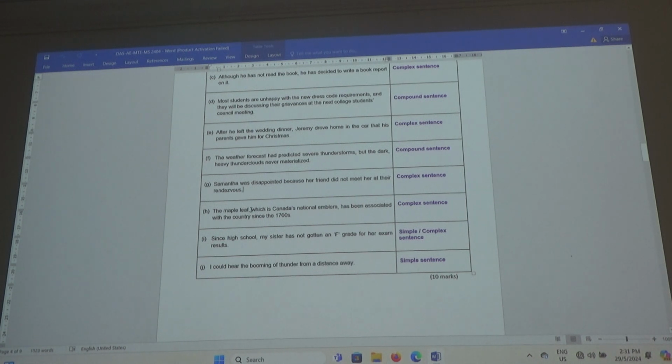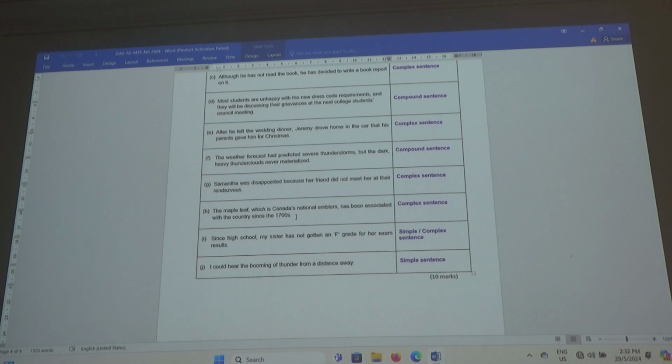You see that word here, which. Which is the subordinating word. Alright? The maple leaf, which is Canada's national emblem, has been associated with the country since the 1700s. That is the independent clause. Independent, it can stand by itself. But because I put the dependent clause in between, I think you got a bit confused.